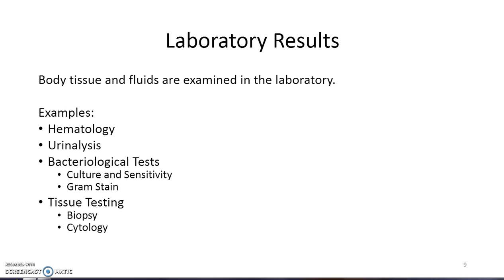Tissues and fluids removed from the body are examined in the laboratory. Examples of laboratory exams include hematology, which is the study of blood, and urinalysis, which is the study of urine. Bacteriological tests, such as culture and sensitivity or the Gram stain, are used to identify specific bacteria and determine which antibiotic will provide the most effective treatment. Tissue testing that includes biopsy and cytology studies are used to determine the presence of cancer or other abnormal cells.